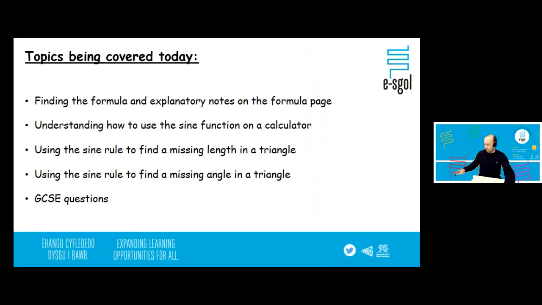Okay, so let's have a look at what we're going to try and cover over the next 45 minutes. We're going to look at the formula and the explanatory notes on the formula page to understand what the parts of the formula actually mean. Then we're going to have a look at the sine function on your scientific calculator and go through how that works. We're going to use the sine rule to find the missing length on a triangle, and then also use the sine rule to find the missing angle. And we'll practice some GCSE questions to get used to the structure of those questions and how they will be presented on the exam.